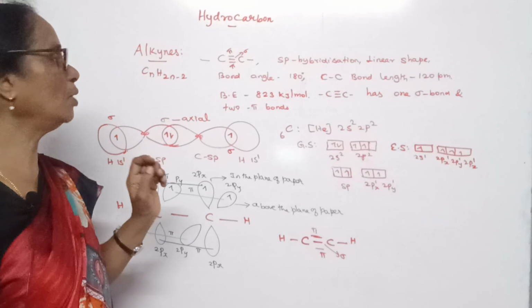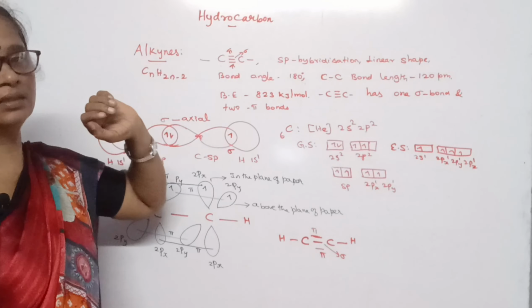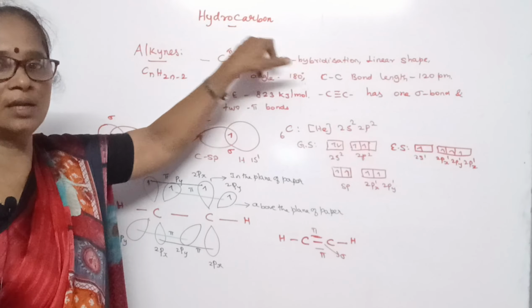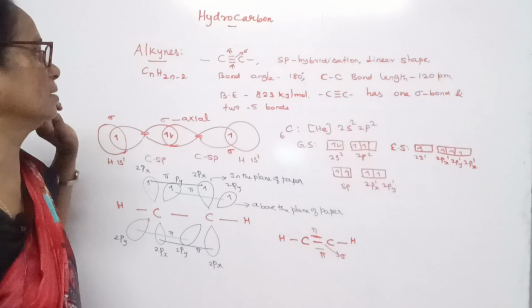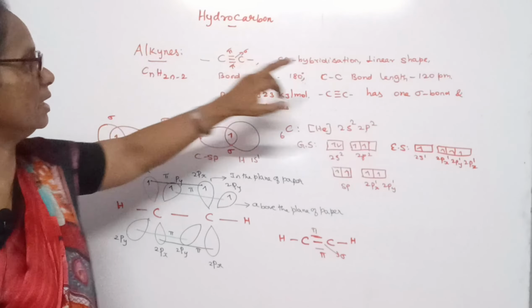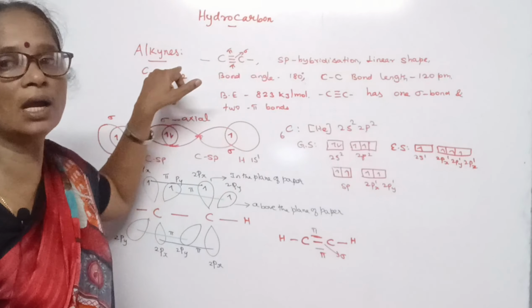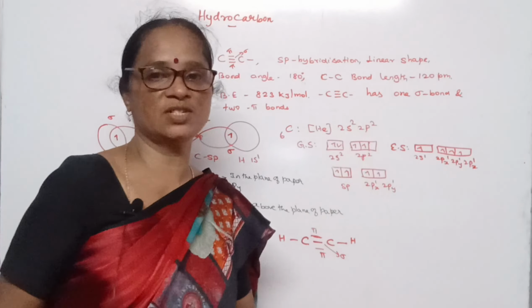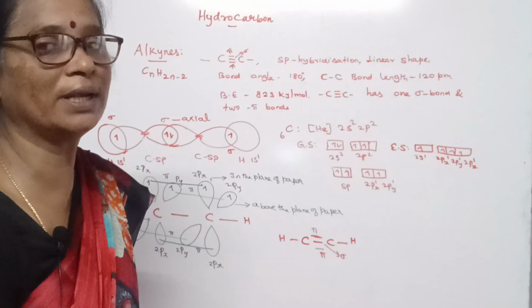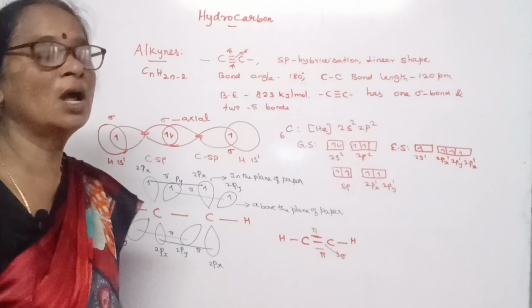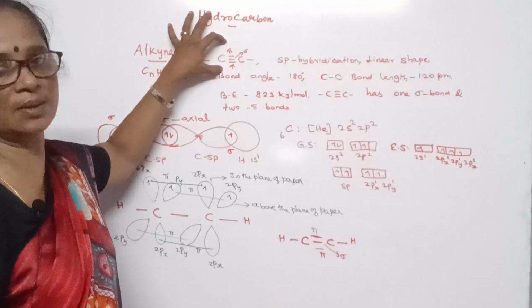Let us discuss the structure of alkynes. An alkyne has a carbon-carbon triple bond. One of the bonds is sigma, the other two bonds are pi bonds. As a result of the sp hybridization, the molecule attains a linear shape with a bond angle of 180 degrees. The carbon-carbon bond length is found to be 120 picometers and its bond enthalpy is 823 kilojoules per mole due to the triple bond system.